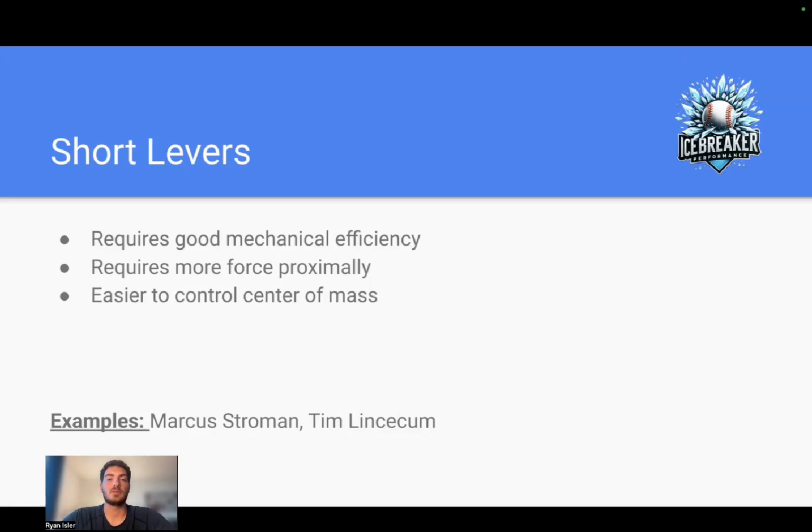And some notable MLB players that are not necessarily that tall, don't have that long of limbs. I put Marcus Stroman and Tim Lincecum, right? And both these guys have thrown mid upper 90s. And they did it with really good mechanical efficiency, really good body control, and those kind of things. They didn't just try to throw the same as a tall guy.